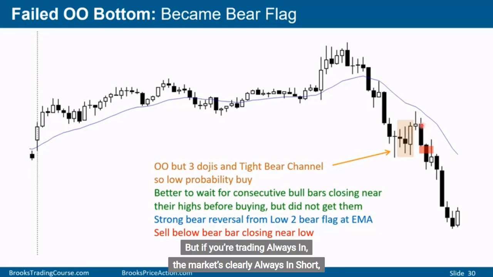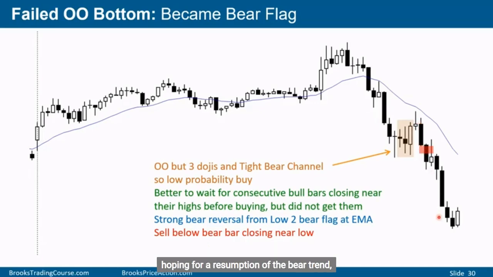But if you're trading always in, the market's clearly always in short. And if you get out above that bull bar, we're still always in short. Bears will look for a bear bar closing near its low, and they'll sell below. So you can take a short below that big bear bar, hoping for a resumption of the bear trend. But I think that the math is not all that strong.